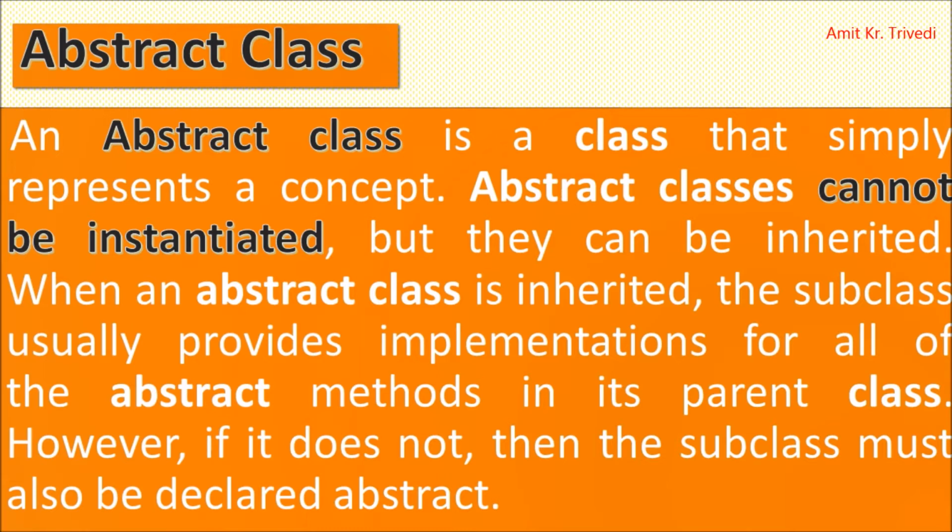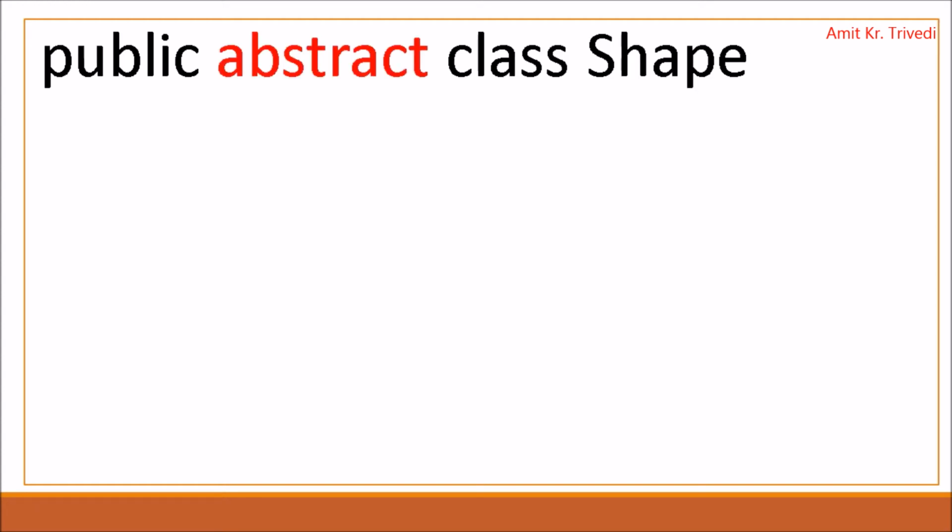When an abstract class is inherited, the subclass usually provides implementations for all of the abstract methods in its parent class. However, if it does not, then the subclass must also be declared as an abstract class. To declare a class as an abstract class, we have to use the keyword abstract.